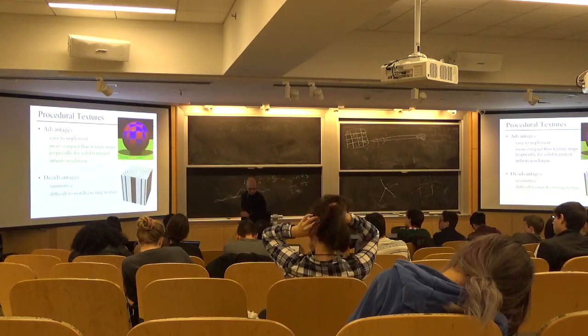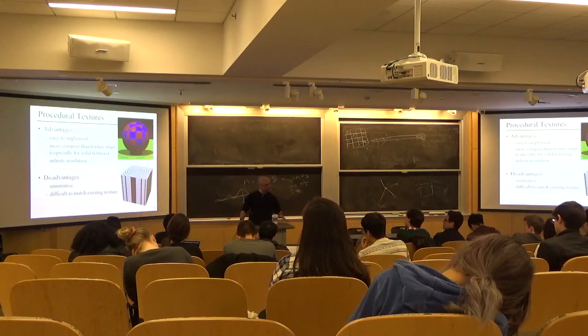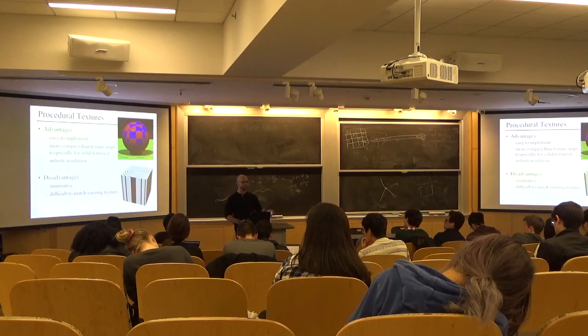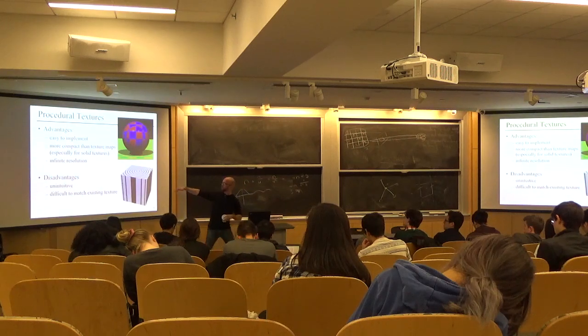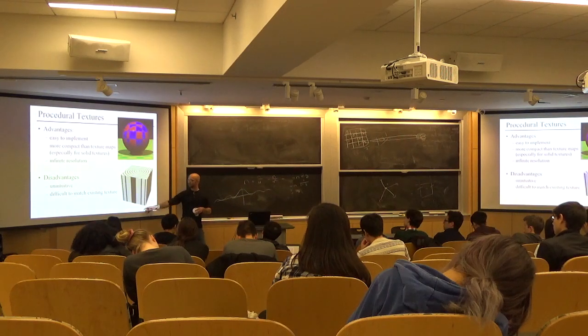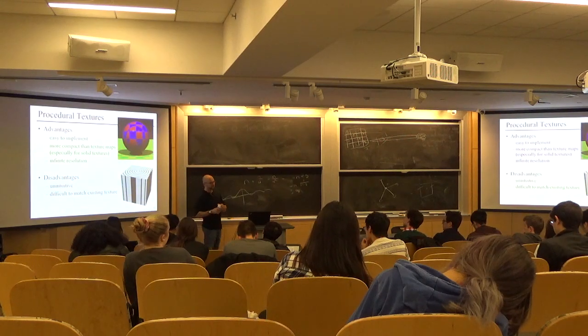And really the advantage here is that they tend to be easy to implement and relatively efficient. And you can do all kinds of crazy things like have solid textures. So maybe I'm texturing a tree trunk. It would be kind of expensive to store a whole volume worth of colors. So maybe I come up with some procedure for just generating them on the fly.